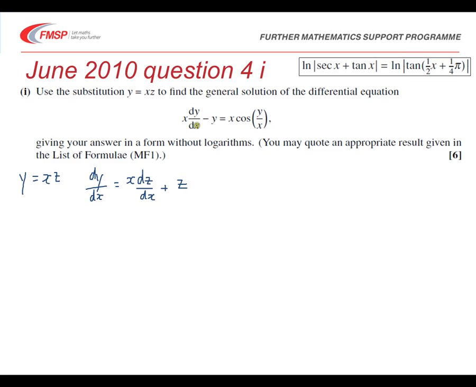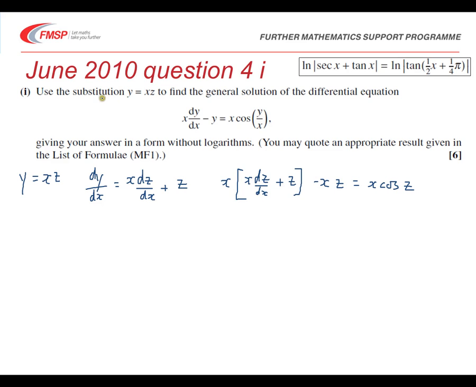I can then substitute this and this into my statement here, and that's going to give me x times dy by dx is x times x dz by dx plus z, minus y, minus xz, is equal to x cos of y over x, which is the same as z if we look here. And so you see here, this is exactly as we said, if you're going to be expected to do a substitution, you'll be given it, and we've been given it here.